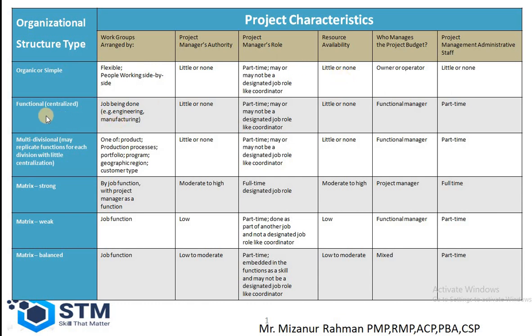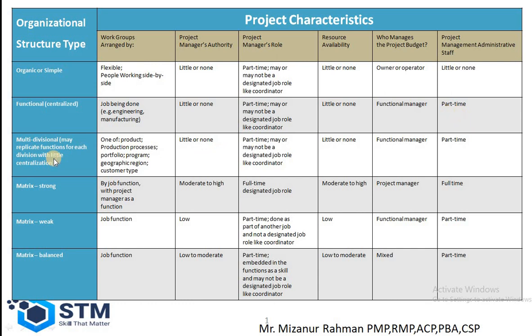If our organization is functional or centralized, then all the work is going to be done by each department. Here the project manager authority is little or none. The project manager's role is part-time. Sometimes he is known as a coordinator. Resource availability is little or none, and the project budget is going to be managed by the functional manager. There is some part-time project administrative staff.